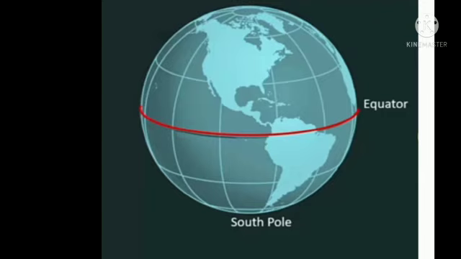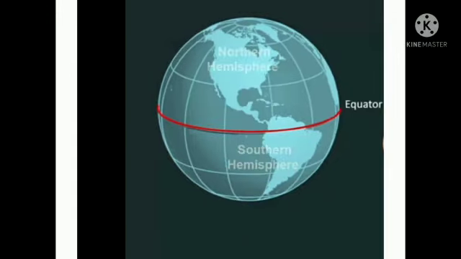The equator is an imaginary line which divides the earth into two equal halves. So here the equator, north pole and south pole are our reference points. The part of earth above the equator is known as the northern hemisphere, and the part of earth below the equator is known as the southern hemisphere. So the equator is dividing the earth into northern and southern hemispheres.